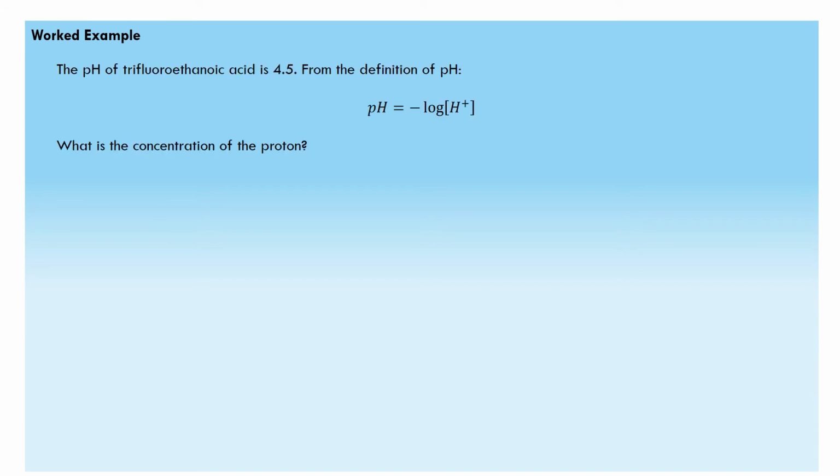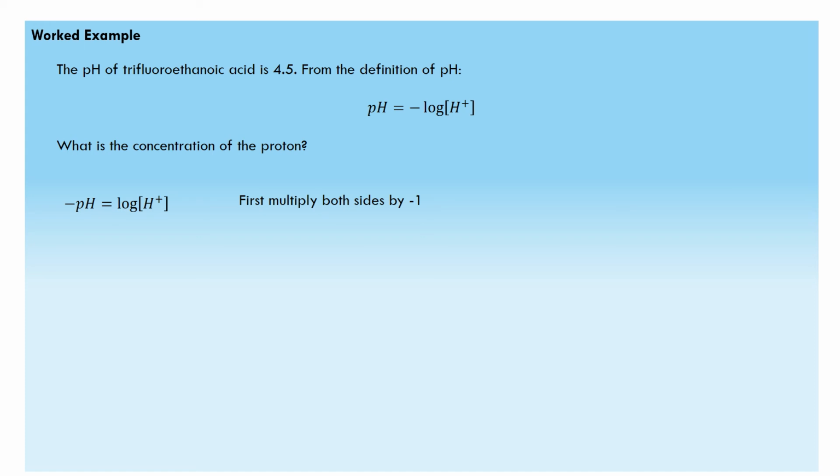So let's have a look at a worked example. The pH of trifluoroethanoic acid is 4.5. And from the definition of pH, where pH is minus log the concentration of protons, we're asked to calculate the proton concentration. So basically, we've got to solve for H plus here. We've got to make H plus the subject of the equation.